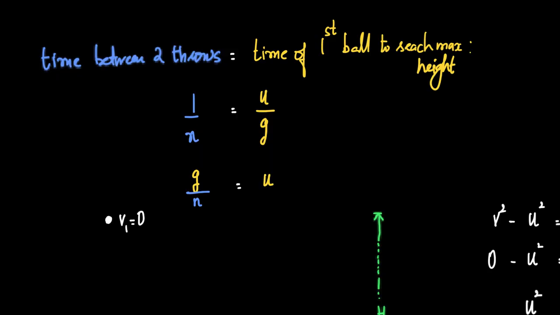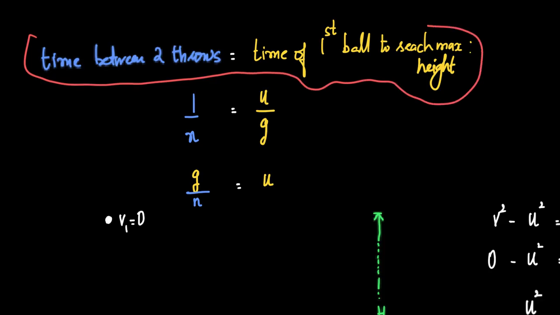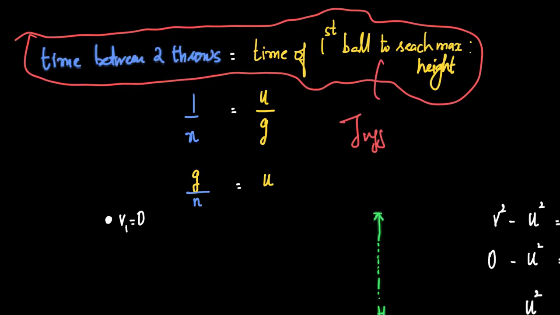But there is no guarantee that the exact copy of this question is going to come for the 2026 or for the 2027 JEE Mains. Instead, there could be a similar question based out of the underlying concept of this one. That is where this line becomes really important: time between two throws is equal to time of first ball to reach the maximum height. This is the foundation for what? Foundation for juggling.